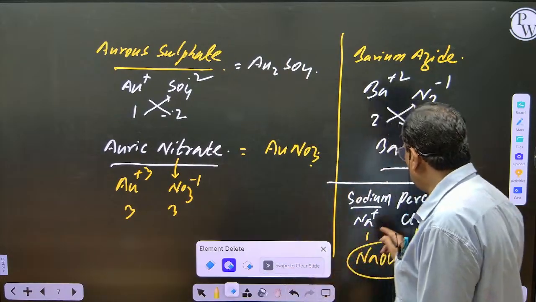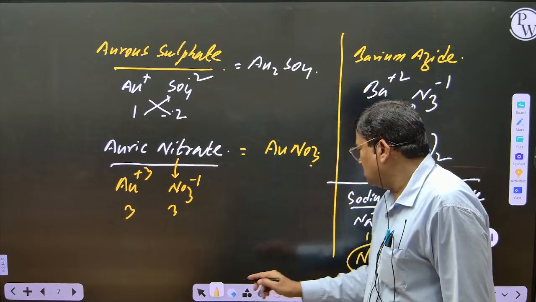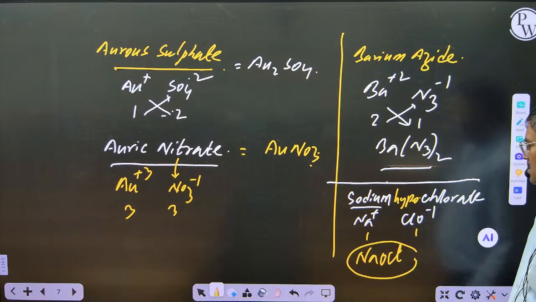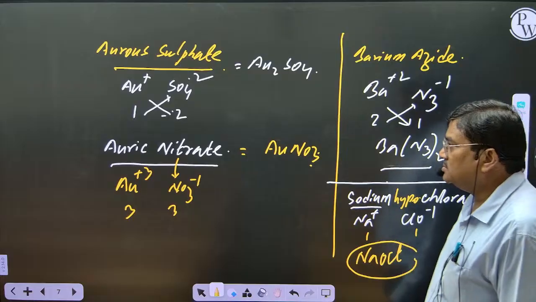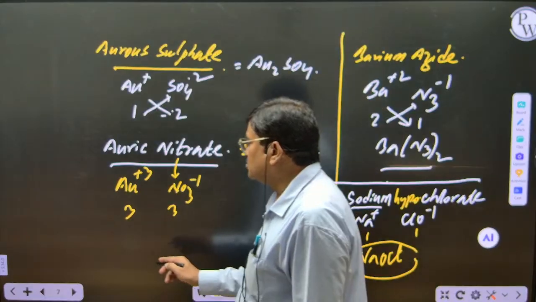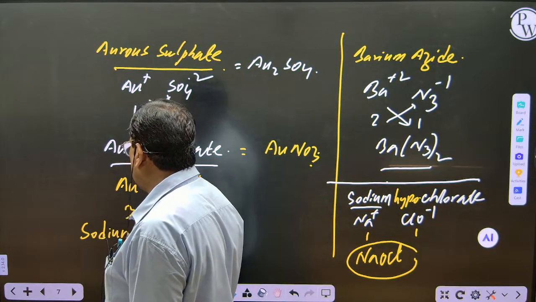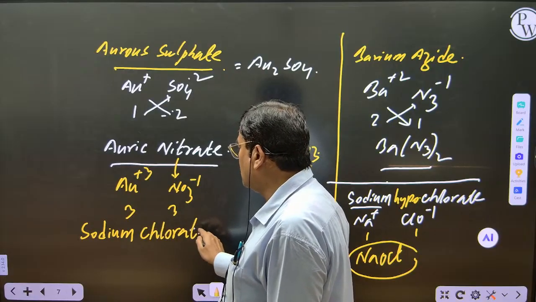Sodium hypochlorite. NaOCl is called sodium hypochlorite. Right, next compound. Copy down all of the following. Last one, right? Sodium chlorate. See the difference between hypochlorite and chlorate.